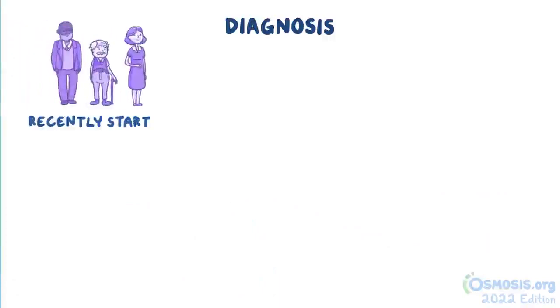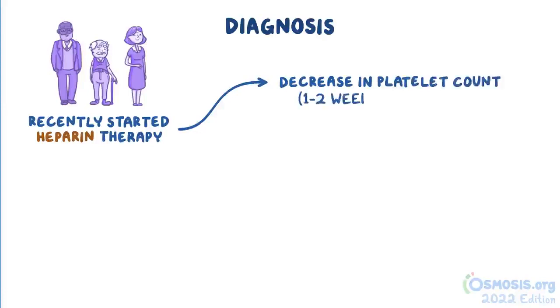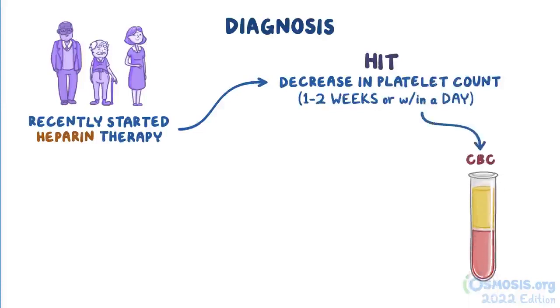Now, the diagnosis of HIT is often made clinically along with the help of some laboratory tests. For example, individuals who recently started heparin therapy and experience a decrease in platelet count either within 1 to 2 weeks or within a day suggests HIT. The level of platelets can be found by using a complete blood count, or CBC.